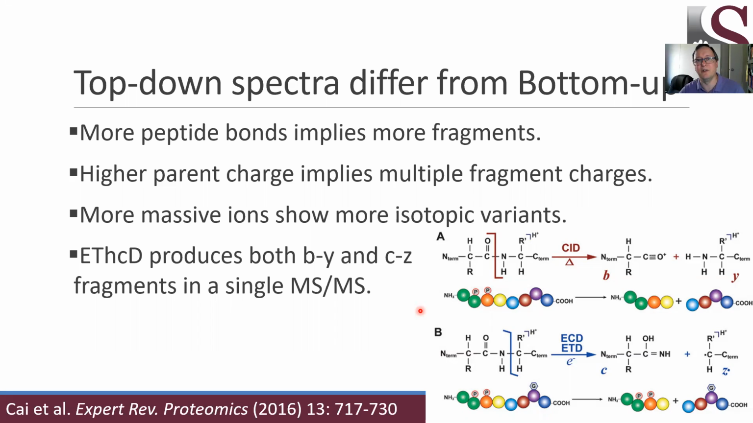The offshoot of that, though, is that instead of just producing a C-Z pair for each peptide bond, well, for each amino acid, I should say, you also see some amount of CID style fragmentation. So in effect, we have fragments that are more numerous because of the peptide bonds. We have more charge variants of those fragments present. We have more isotopes because these are more massive fragment ions. And we've got both BY pairs and CZ pairs, making these spectra very complicated.